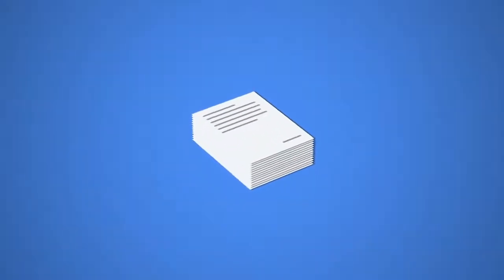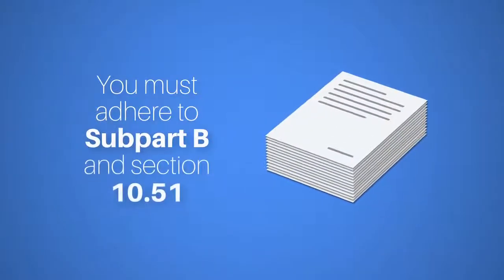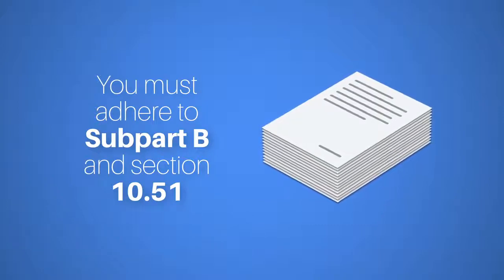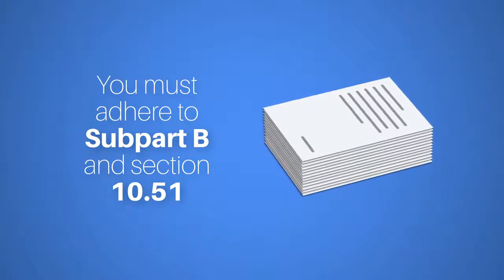Once you've logged in, you'll be asked to read a 44-page document which quotes part of the Code of Federal Regulations that applies to tax preparation. You must promise to adhere to the obligations outlined in Subpart B and Section 10.51 about duty, competence, and reputable conduct in order to participate in the annual filing season program.